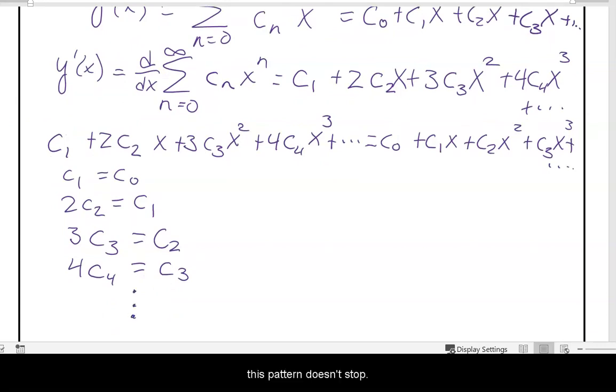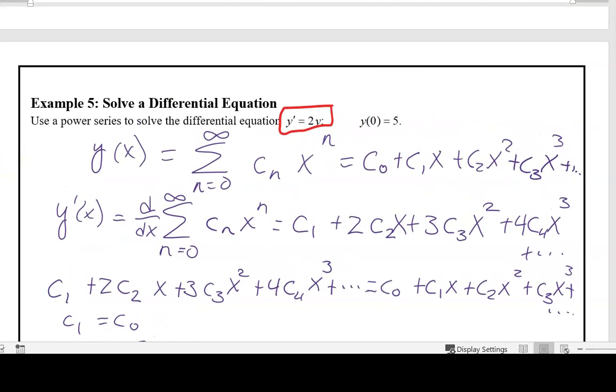This pattern doesn't stop. However, we do know one piece of information that will let us pin down a starting place, and that is our initial condition. The initial condition is now at the top, ringed in orange. Y of 0 is equal to 5. We're looking for an initial value that will let us get a hold on where to start with the coefficients. In the original function y, which we wrote here as a power series, I know that when I replace x with 0, I should get 5.